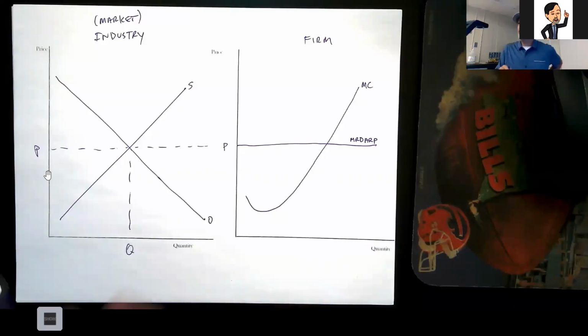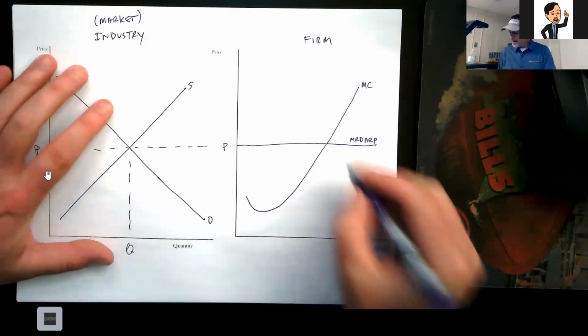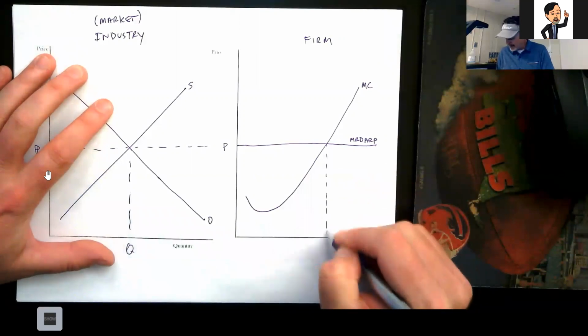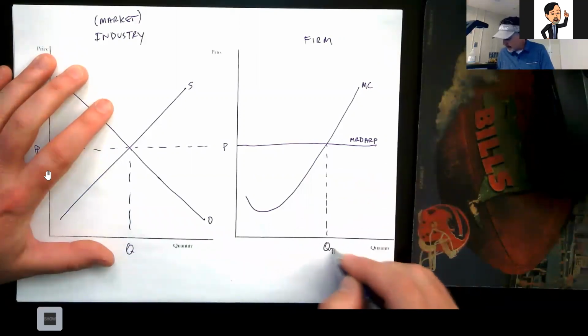Jada Carter, where will this firm choose to produce? At the profit maximizing quantity where MR equals MC. That is absolutely correct. Well done, Jada Carter.